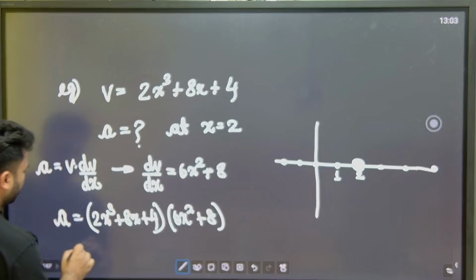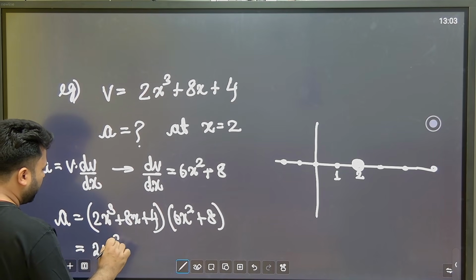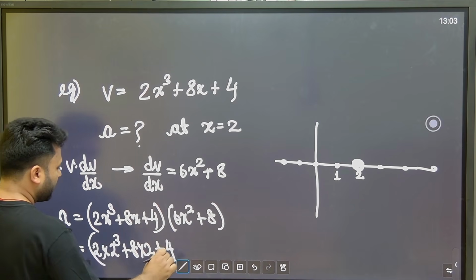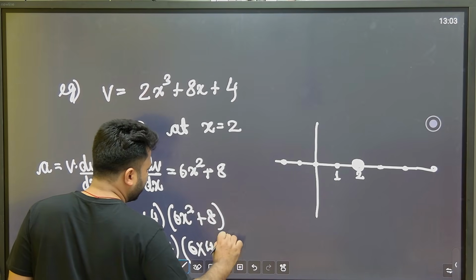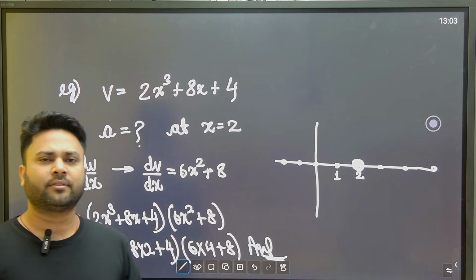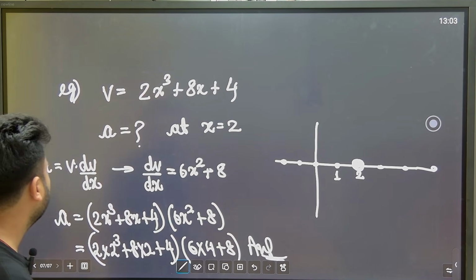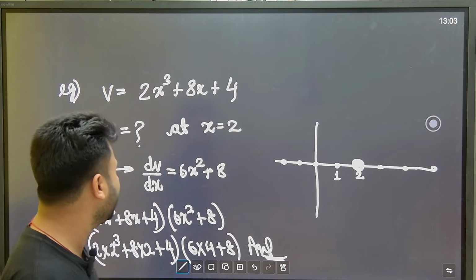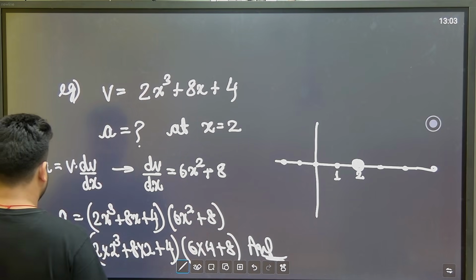They are asking what will be the acceleration at x equals 2. Substitute the value of 2 here. So 2 into 2 cube plus 8 into 2 plus 4, times 6 into 2 square, that is 4, plus 8. This will be the answer. Again, I am not solving. Main funda is not to calculate but to understand more concepts in less time. Okay. So this will be the acceleration. This is how we are going to do. Acceleration equals v into dv by dx. Okay.